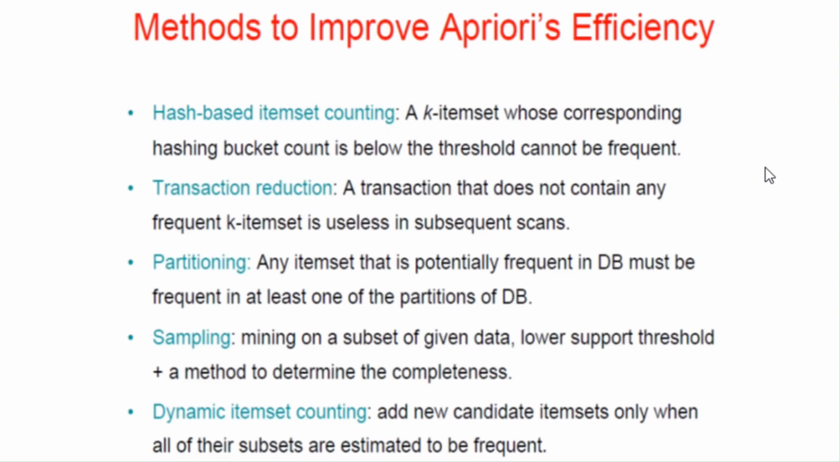A transaction that does not contain any frequent k-itemset is useless in subsequent scans. When it comes to partitioning, any itemset that is potentially frequent in the database must be frequent in at least one of the partitions of the database. And obviously, sampling means mining on a subset of the given data, with a lower support threshold, plus a method to determine the completeness. The next method is dynamic itemset counting, which adds a new candidate itemset only when all of its subsets are estimated to be frequent.